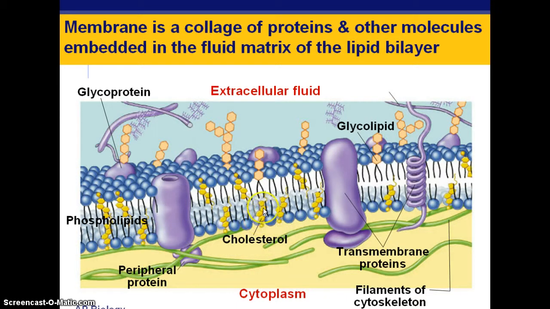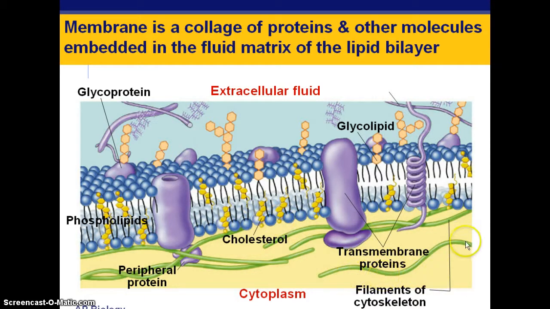We also have cholesterol in the membrane, which serves a role in the movement of these phospholipids. The phospholipids aren't stagnant, they're actually fluid, and they move laterally, and they can also flip-flop from the top to the bottom of the bilayer. So cholesterol actually puts kinks in the membrane and changes the fluidity of the membrane.